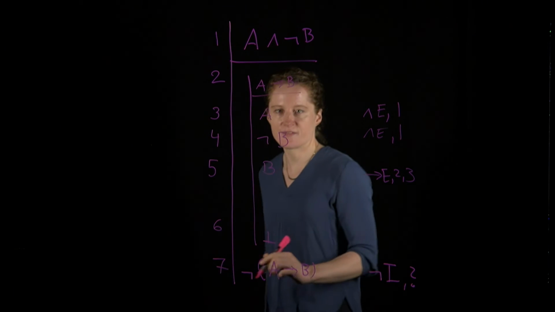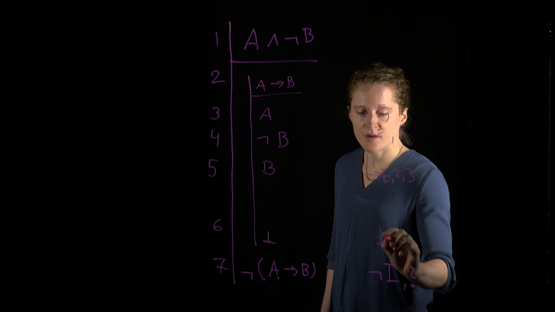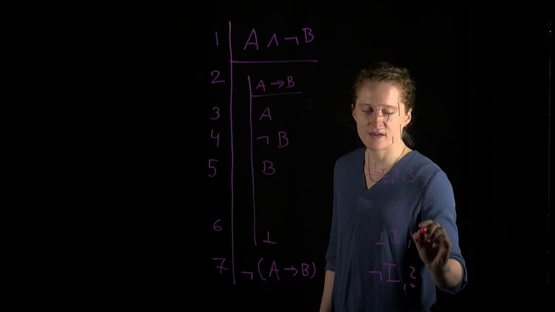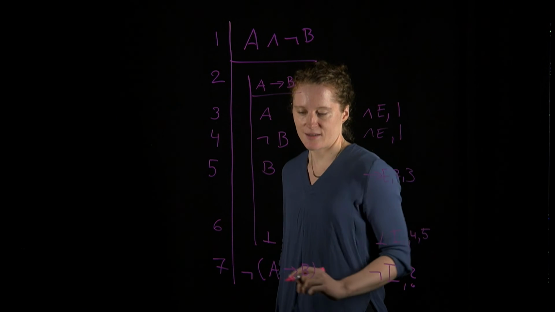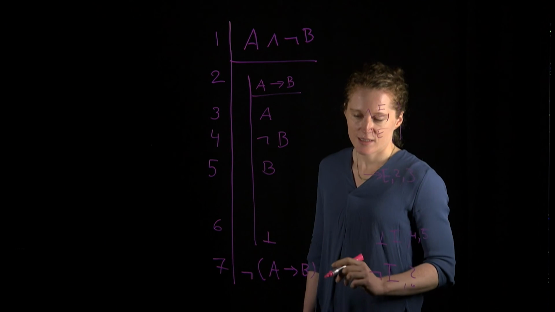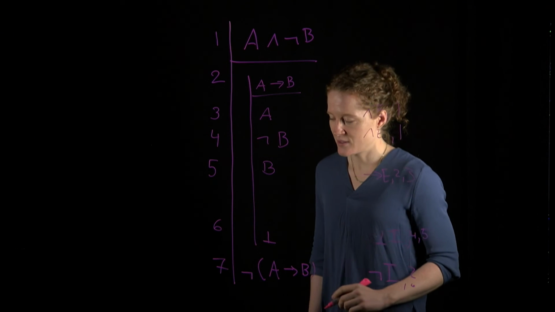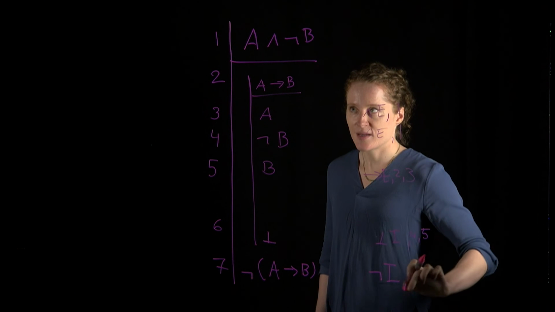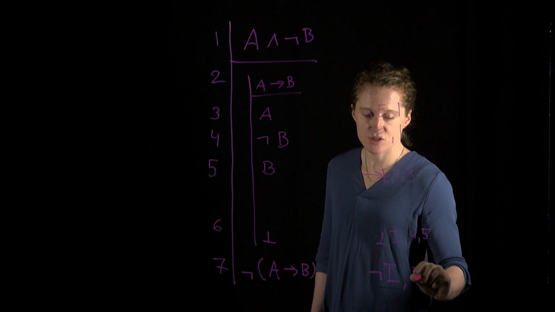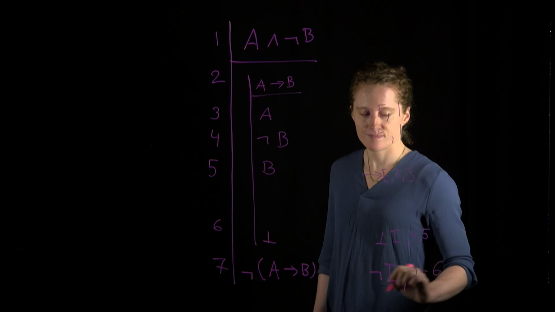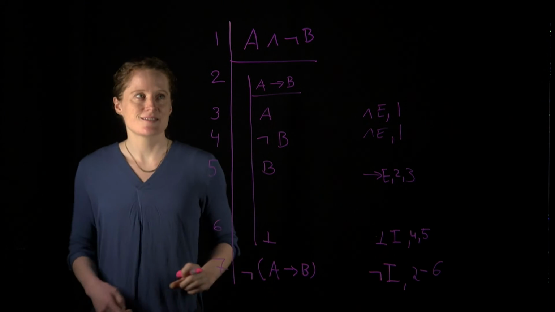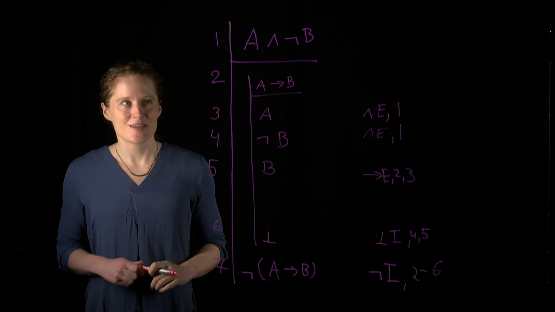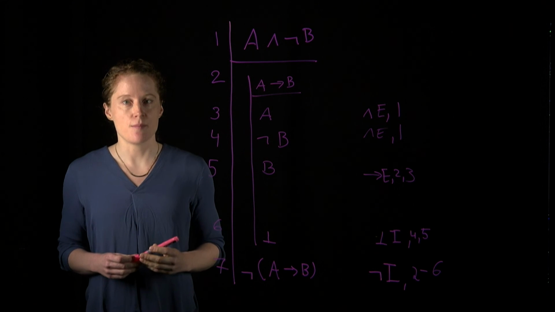I can now justify bottom by means of bottom introduction applied to lines 4 and 5, and I can justify my final conclusion that it's not the case that if A then B by means of negation introduction applied to the whole subproof from line 2 to 6. And that's it. So here we have seen a proof that makes use of the proof strategy backward planning.